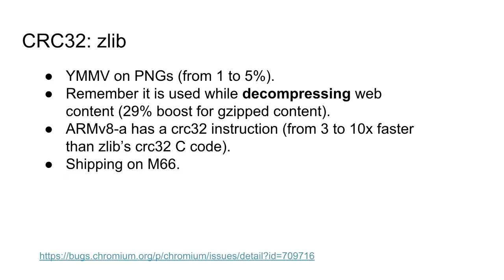Because on ARMv8, we have what's called crypto extensions. It's a subset of, say, optional instructions. But most of the ARM devices shipping these days have it. And in some cases, we are up to 10 times faster, 15 times faster than the highly optimized CRC32 implementation in zlib. And this also should be starting to ship on Chrome M66.